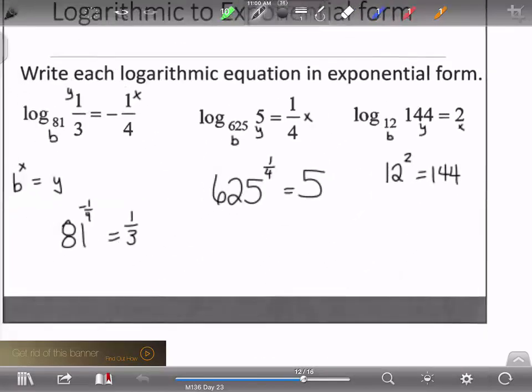So that's rewriting from logarithmic form to exponential form. Again, we were just asked to rewrite them. We weren't asked to solve for anything. There's actually nothing you can do to solve these. There's no x to solve for. We're not quite there yet.